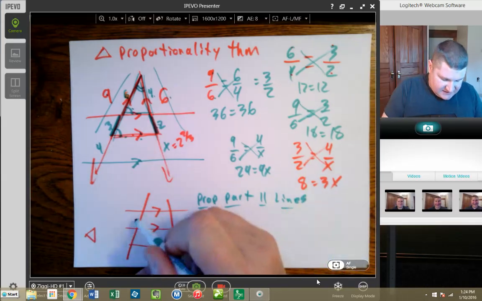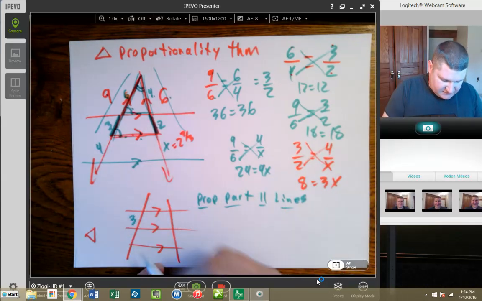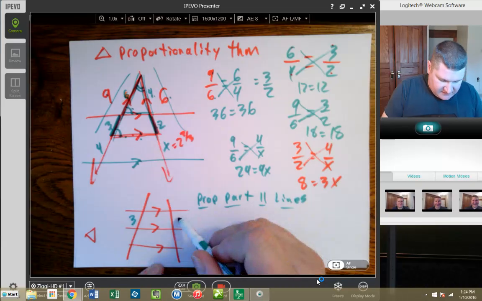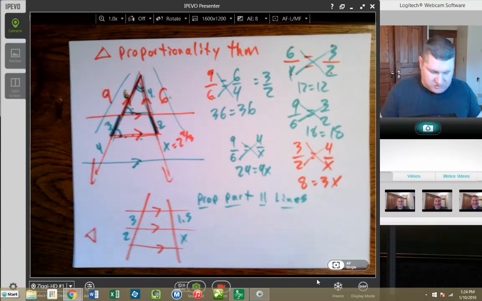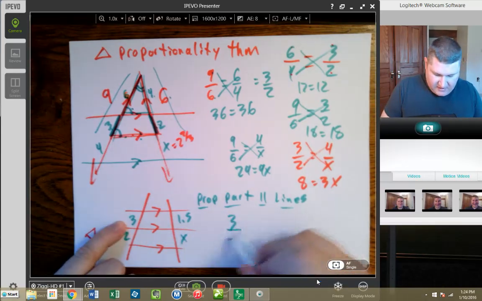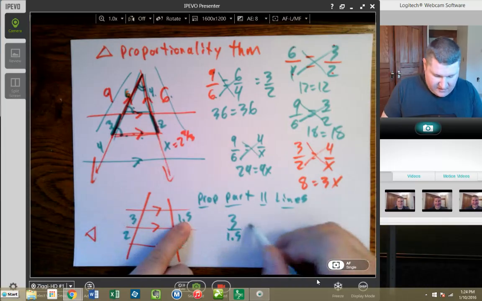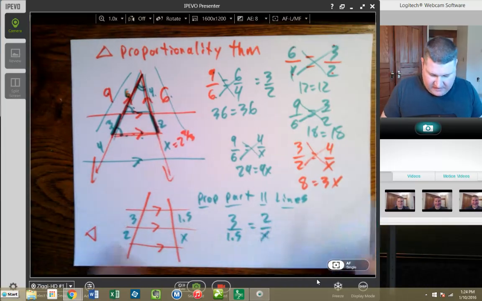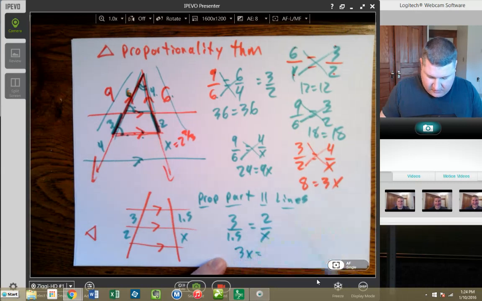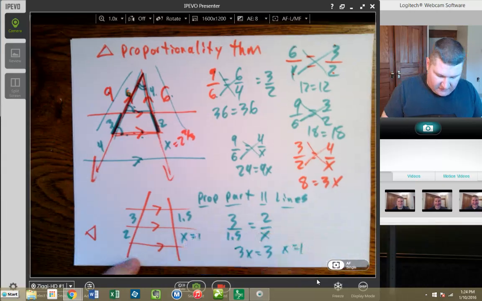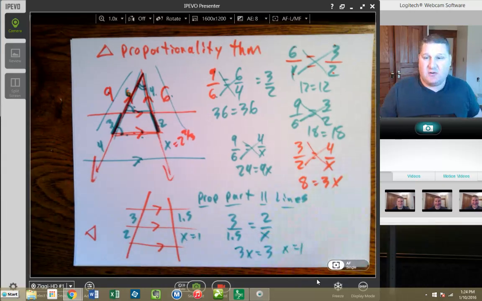What it says is, if this side is 3 and this is, I don't know, 1.5, and if this is 2, this has to be proportional to it. So we would say 3 is to 1.5 as 2 is to x. And we would cross multiply and we get 3x equals 3. That doesn't shock anybody.